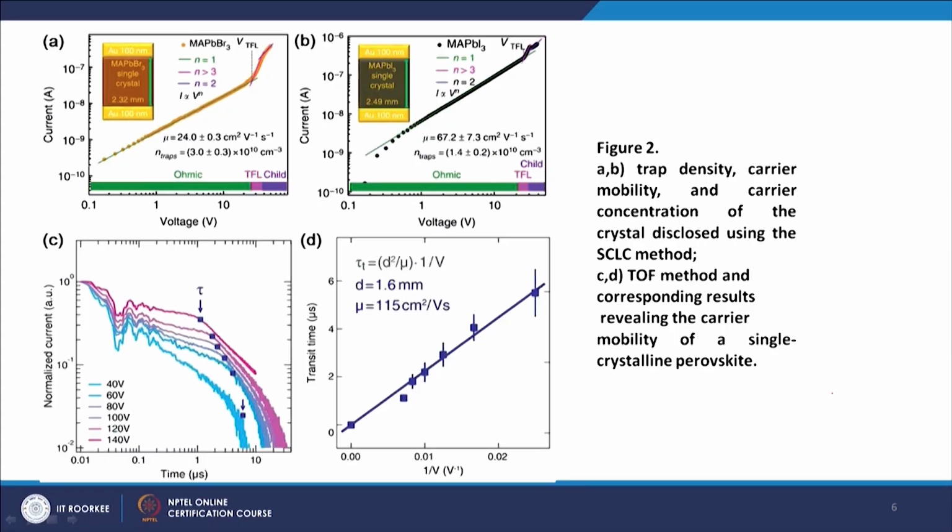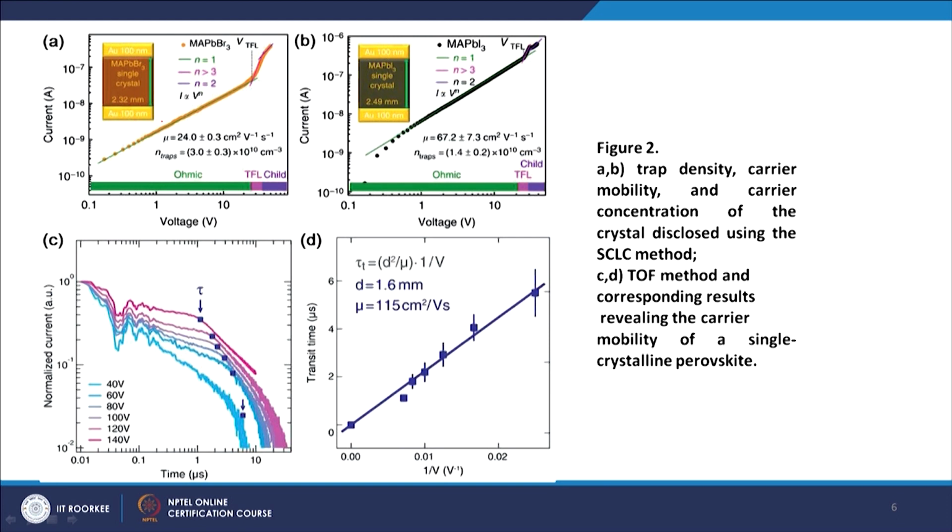In this figure, we are showing in A and B the trap density, carrier mobility and carrier concentration of the crystal disclosed using the SCLC method, and in figures C and D we are showing the time of flight, in brief TOF, method and the corresponding results revealing the carrier mobility of a single crystal perovskite. In both of these cases we have plotted current versus voltage. The device structure is the following. We have a gold electrode of 100 nanometers on both sides, and in between there is the MAPbBr3 perovskite single crystal, 2.32 millimeters, sandwiched between these two electrodes.